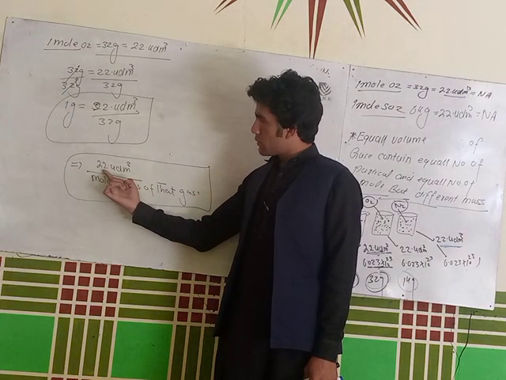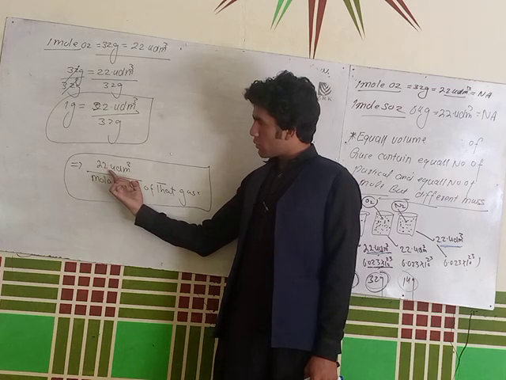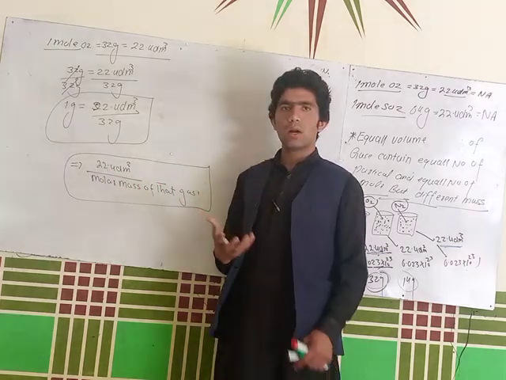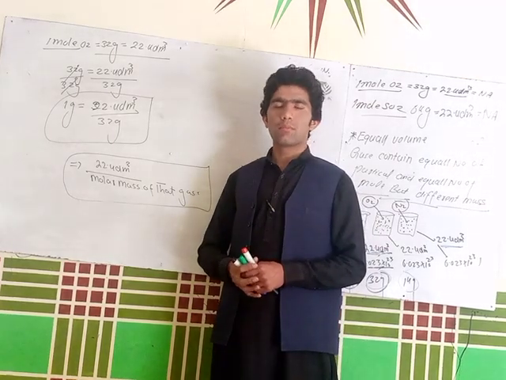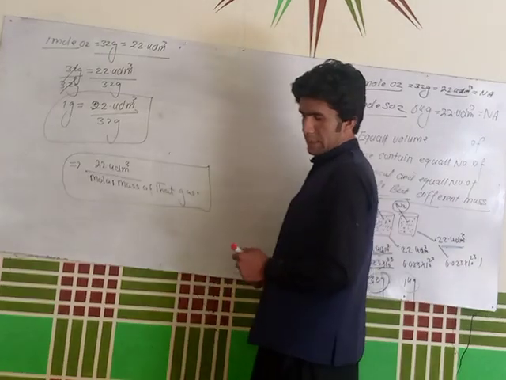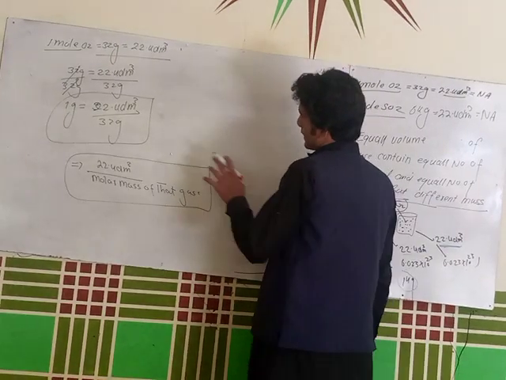First you should write the volume as 22.4 decimeter cube, and it will be divided by the molar mass of the gas for which you want to calculate the volume of 1 gram. So you should note this formula. The second one is per decimeter cube.